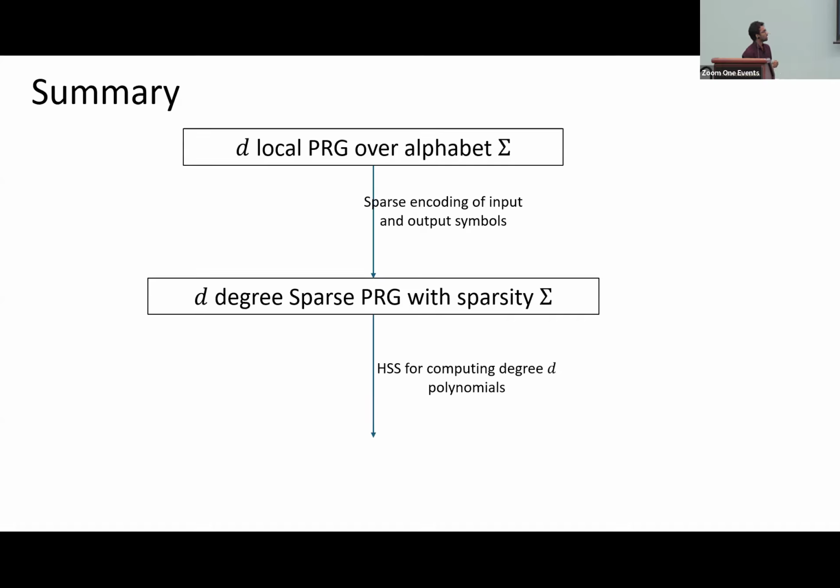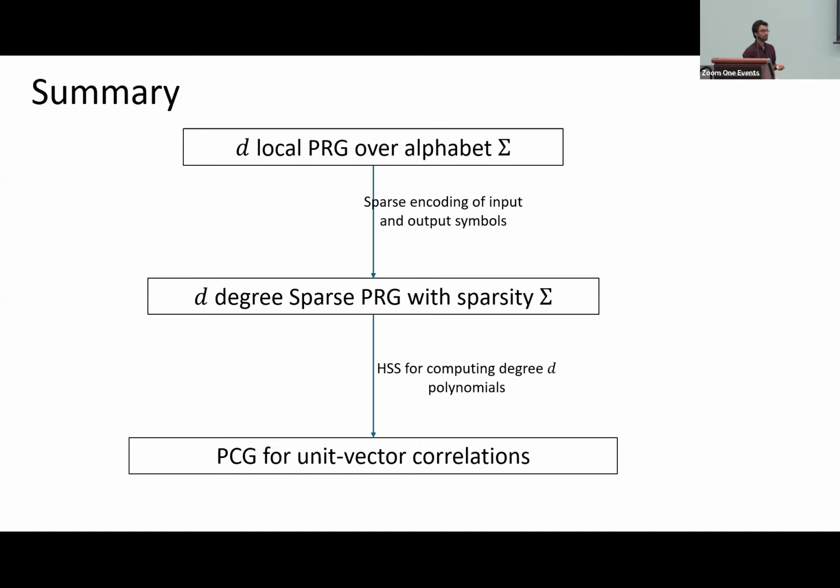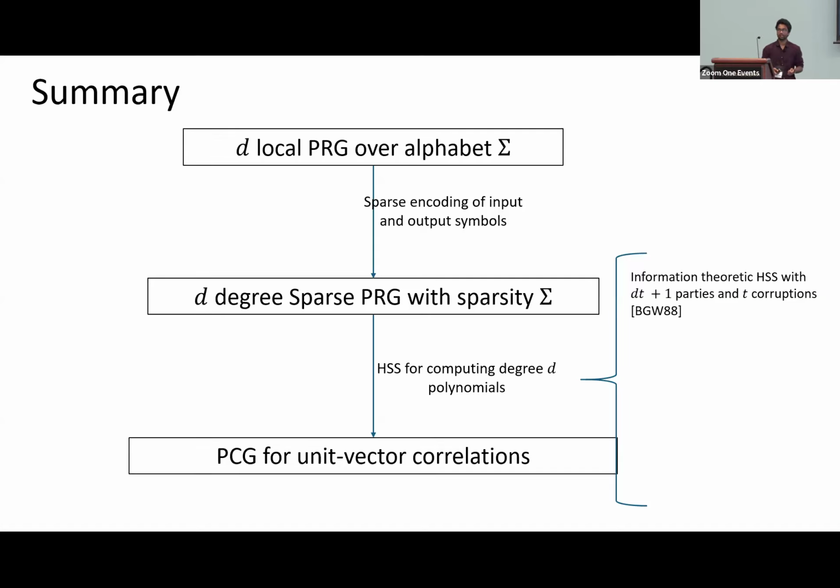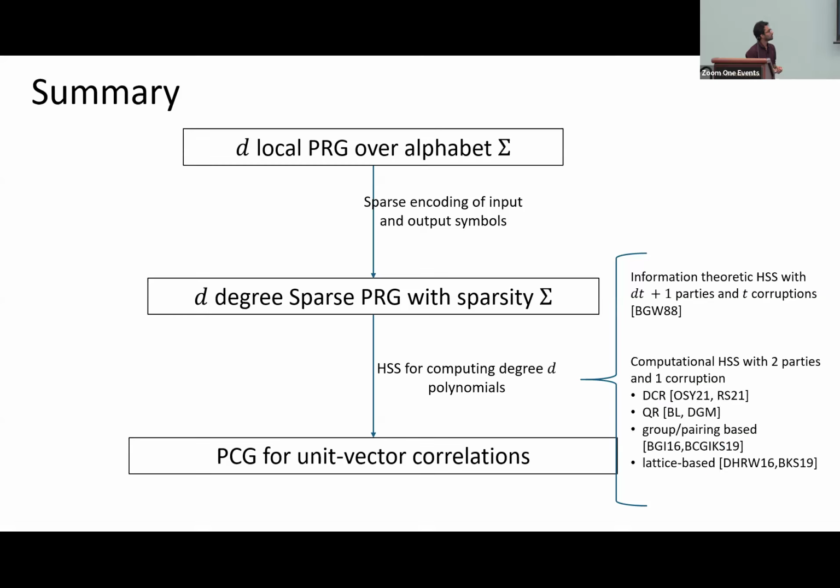And then you can use any homomorphic secret sharing scheme for computing degree D polynomials to compile it into a PCG for UV correlations. There are different options for instantiating such an HSS scheme, such as in the honest majority setting. You can use information theoretic HSS based on some secret sharing or replicated secret sharing. In the dishonest majority setting with 2 parties and 1 corruption, you can use HSS based on DCR, quadratic reciprocity, group-based assumptions, and also lattice-based assumptions.